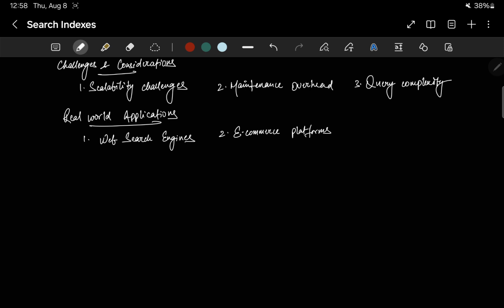Next is e-commerce platforms. E-commerce giants like Amazon and eBay utilize search indexes to enable users to search for products based on various criteria such as price, brand, and category. For instance, when a user searches for a laptop on Amazon, the search index quickly retrieves relevant laptop listings from its database.